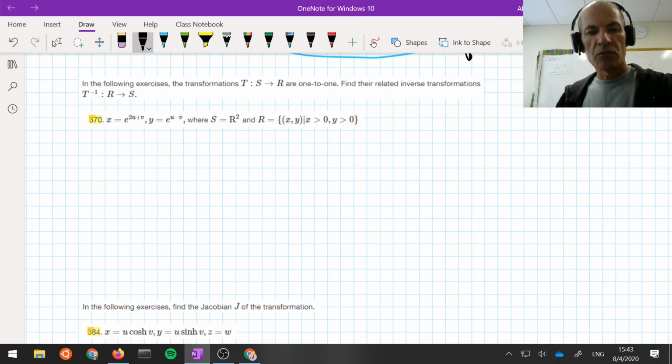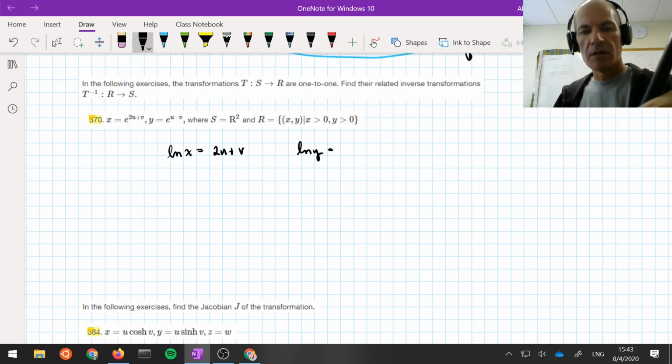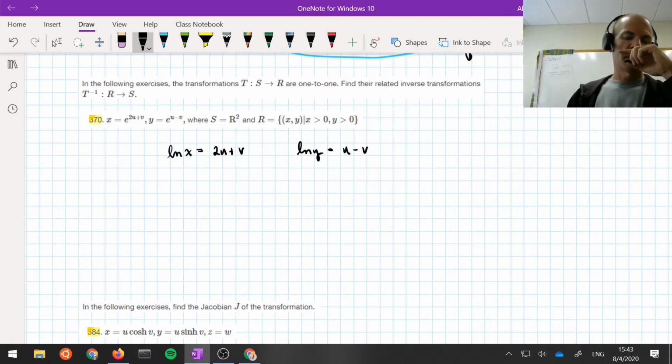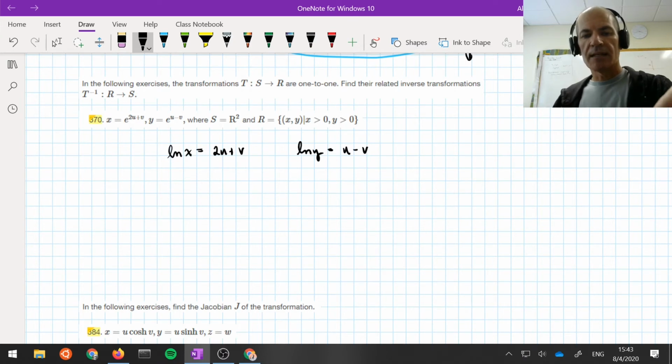In the first equation, if we take the natural log of both sides, we get 2u plus v on the right-hand side. And in the second equation, if we take the natural log of both sides, we get natural log of y equals u minus v. Now we have 2 equations and a lot of unknowns. What's the goal here? The goal is to isolate u and then to isolate v if we can. I do see a path towards isolating u. If I add these 2 equations together, the v's will cancel.